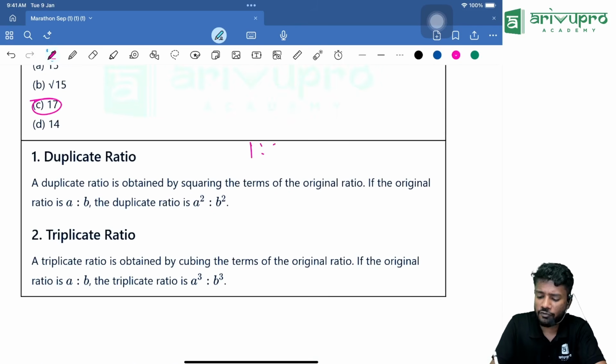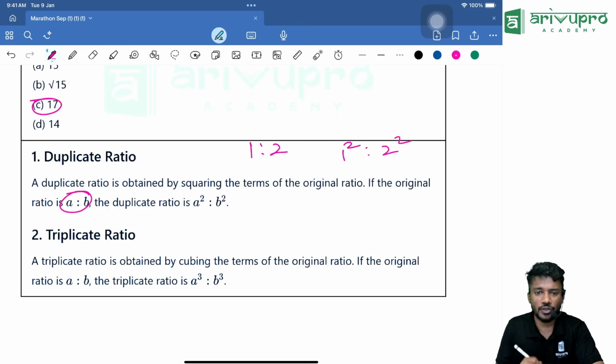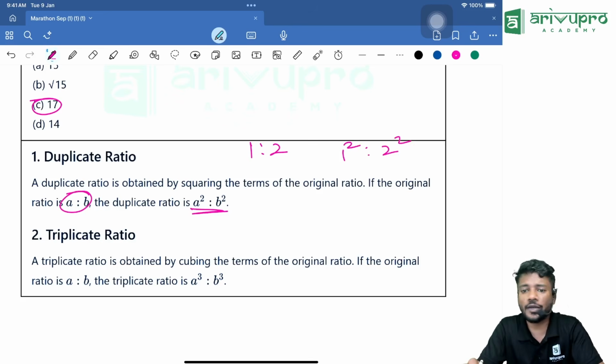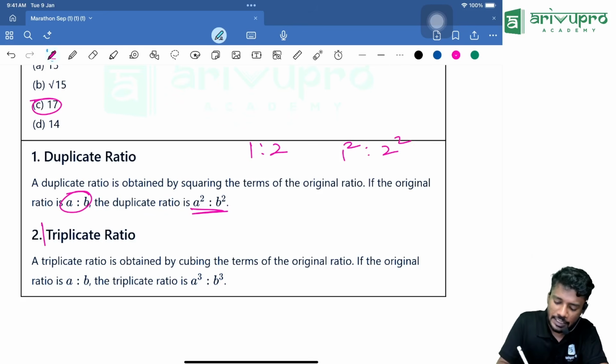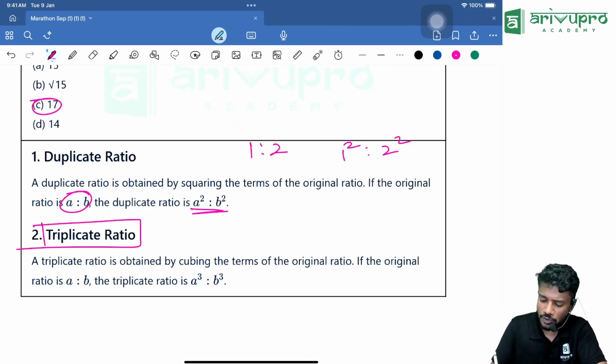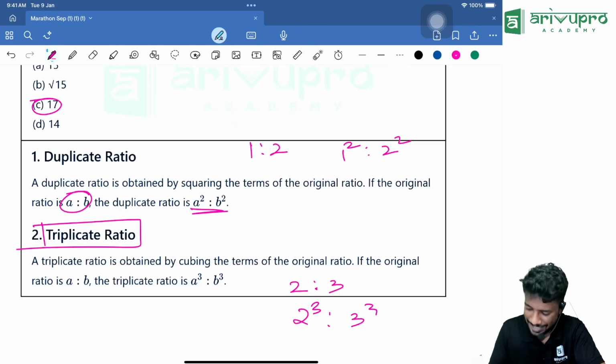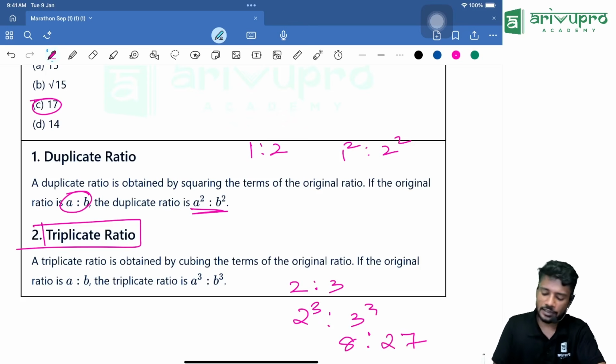Now, duplicate of a ratio. What is the duplicate of 1 is to 2? 1 square is to 2 square. We know that A is to B is the ratio. Then the duplicate is A square is to B square. Then triplicate is nothing but A cube is to B cube. So what is the triplicate of 2 is to 3? 2 cube is to 3 cube. Then 2 cube is how much? 8. 8 is to 27.